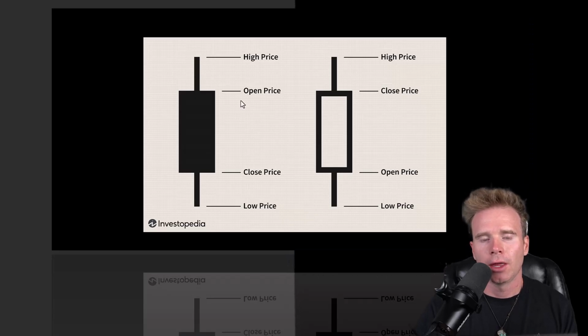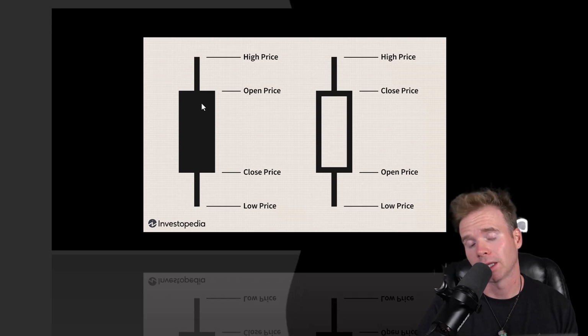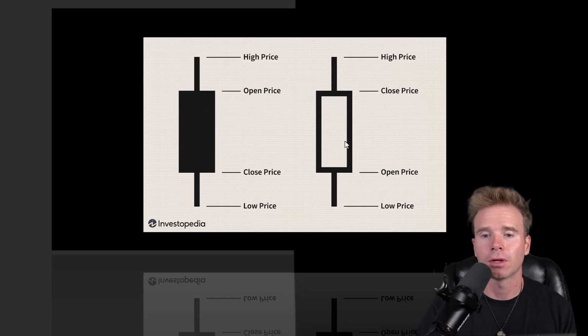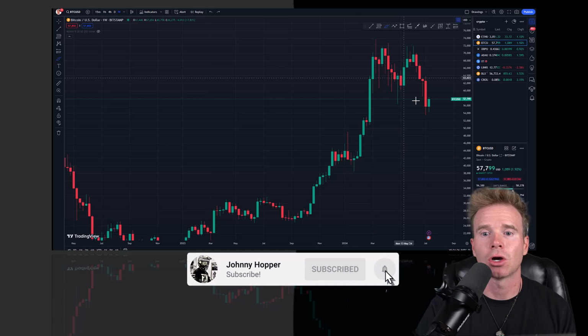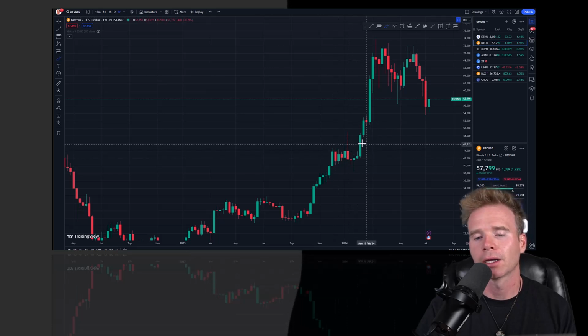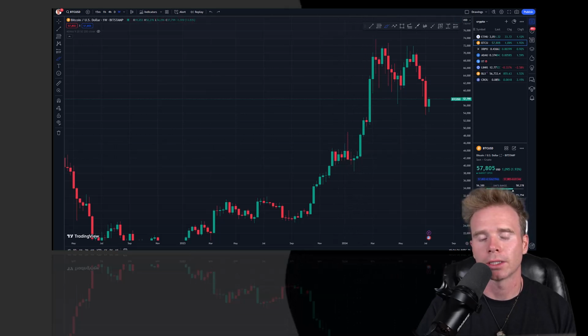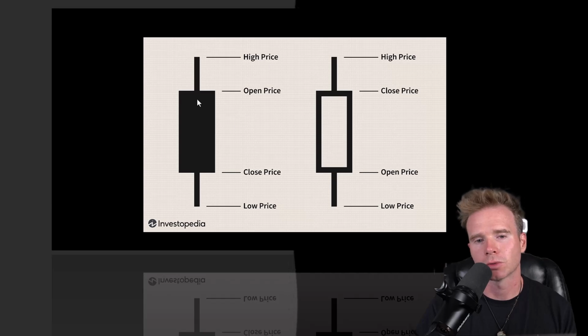So here I've got a black candle, which is going to be a selling candle, a bearish candle. I've got a white candle, which is going to be a positive candle or a bullish candle. And if you were to see these on a chart, red is black, green is white. So how we read these, we'll start with the bearish one.